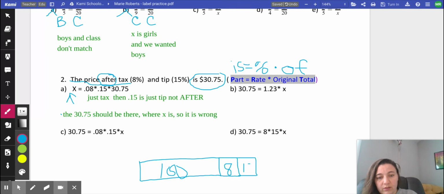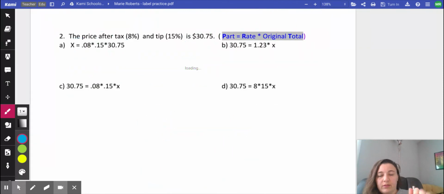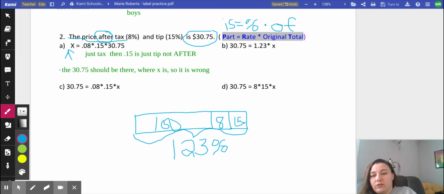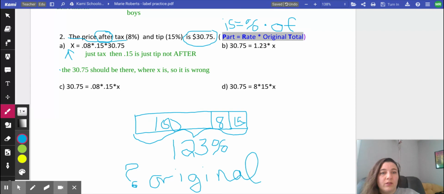So this is my after amount. So let's see. 8 and 15 make what have I got? 23. So this is 123% that you will pay after you include the tax and include the tip. So that's a hint, hint, cough, cough. And we don't know the original. So question mark, original.